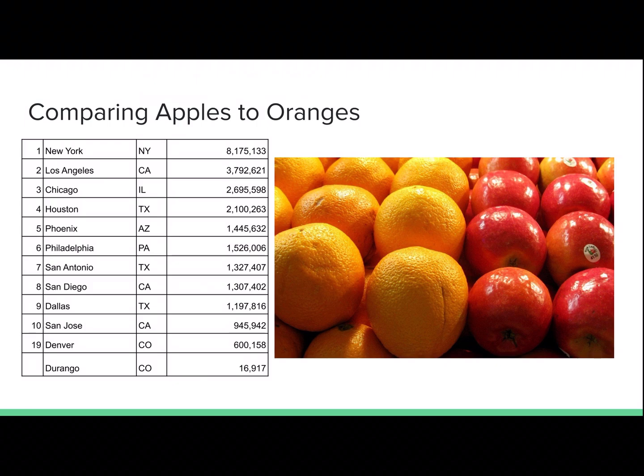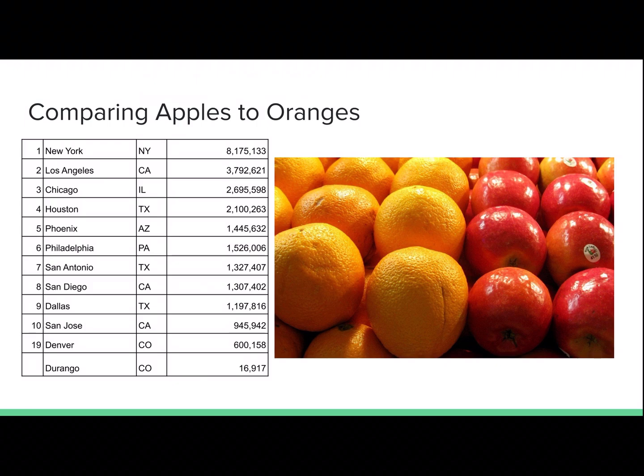And it's hard to compare that to where we live here in Durango, because you're really comparing apples to oranges, right? New York as a city has 8 million people in it. Denver doesn't even top 1 million. It's at 600,000. Durango is at 16,000.